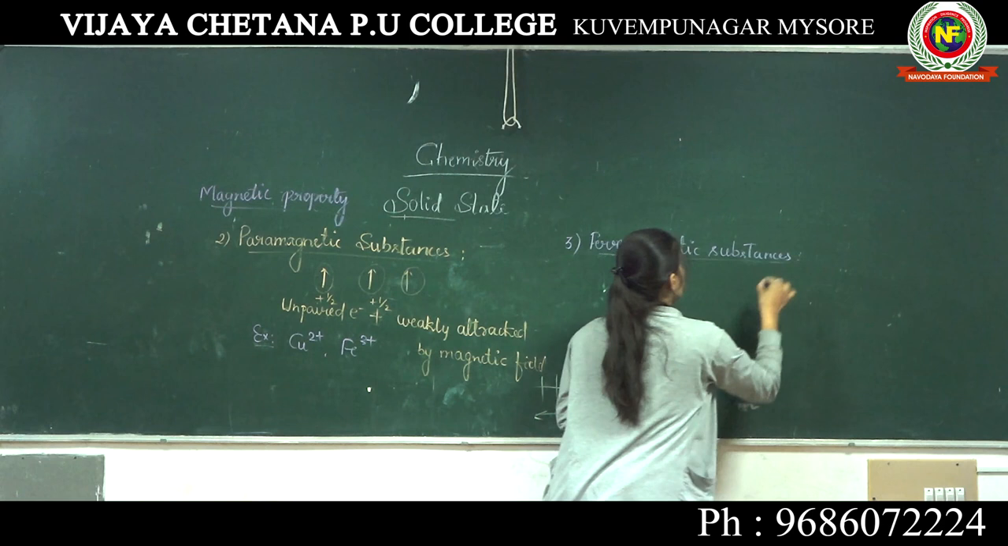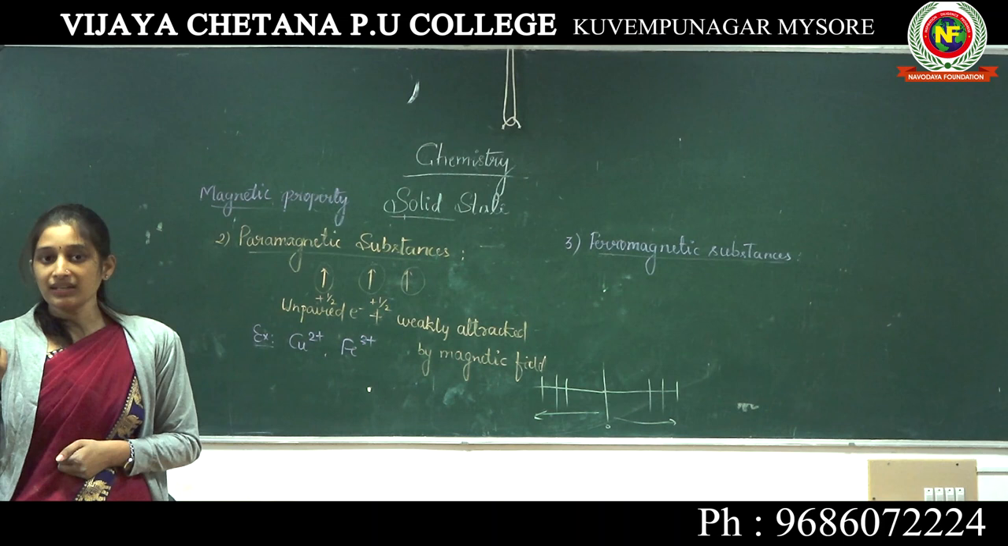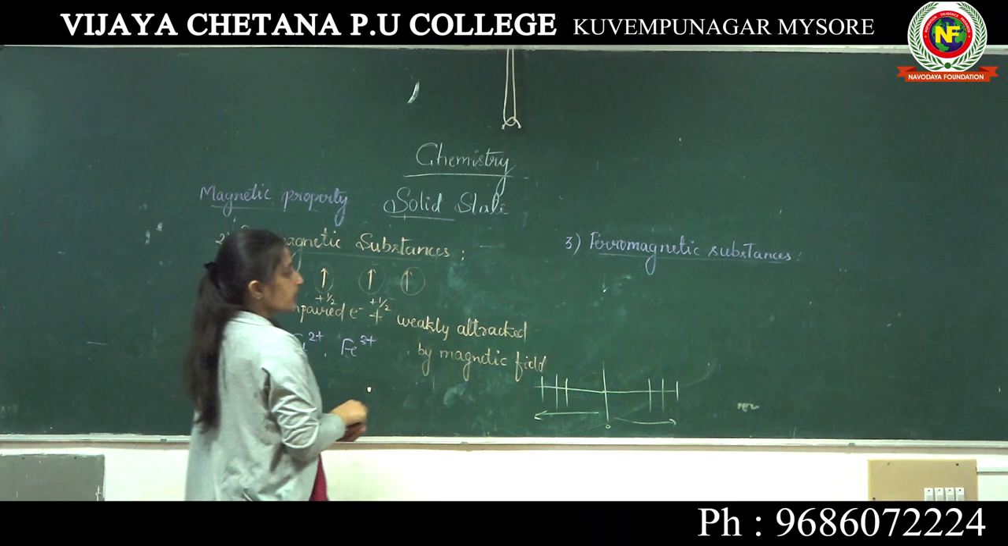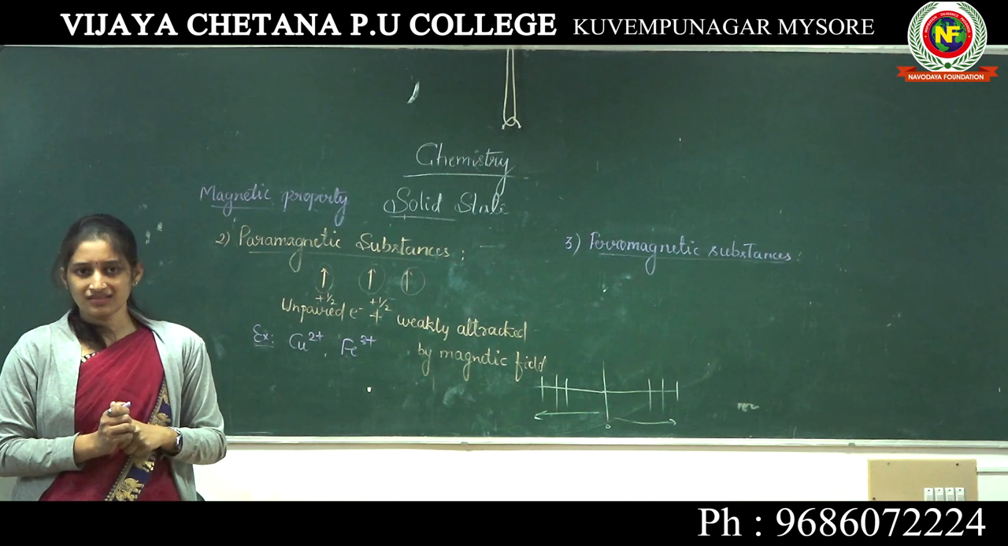Next one, ferro. Now total 5 types are there. Within that 5 types, 2 types are over. First one diamagnetic, second one paramagnetic. Now third one ferromagnetic. Ferro. You know, for lion we will use one more word now. Ferocious. What is this? Ferocious means aggressiveness. Here also aggressiveness is nothing but strong attraction.